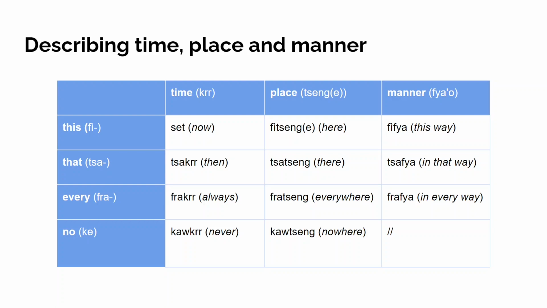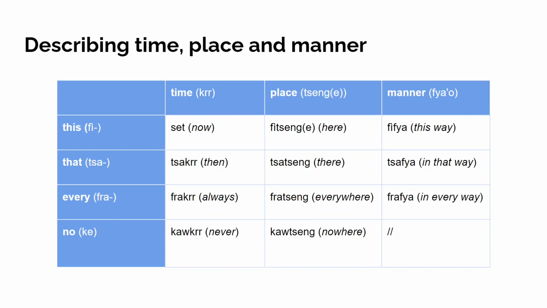And lastly, we have fifja from fjao, so this way. Someone does this way. Tsafja, so literally that way, so in that way. She did it in that way, she did it like that. And we have rafja, in every way. So we tried it in every way, or something like that.